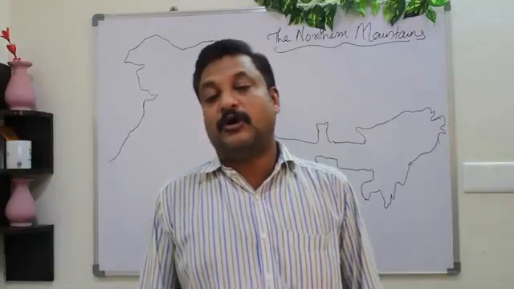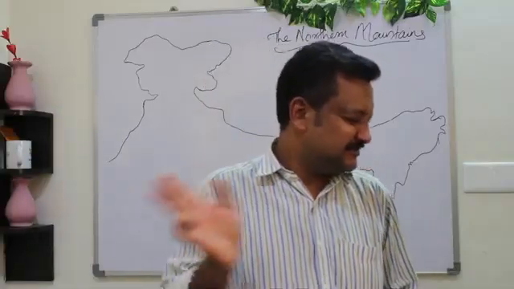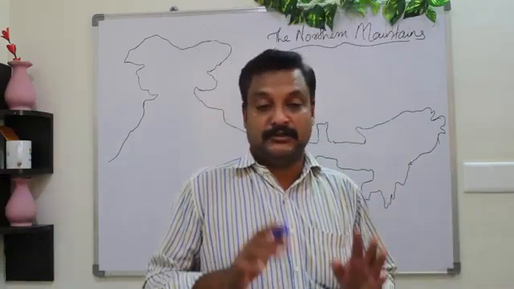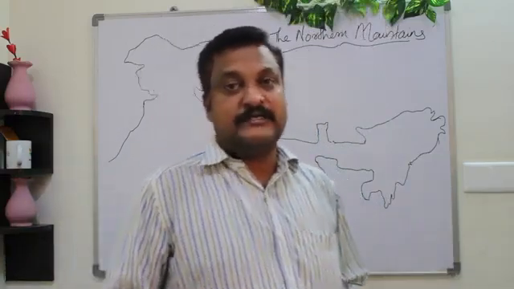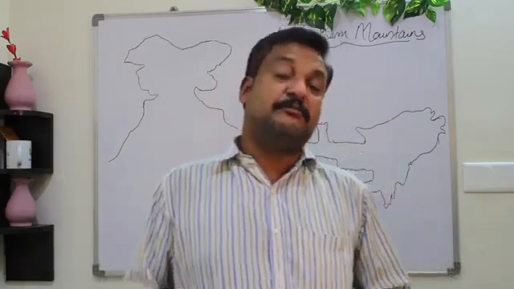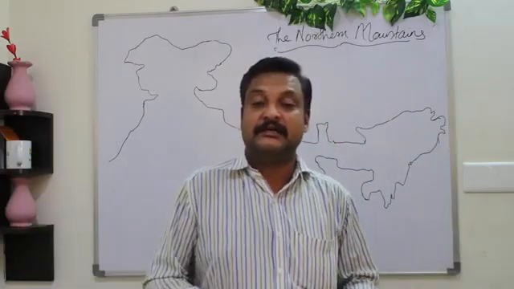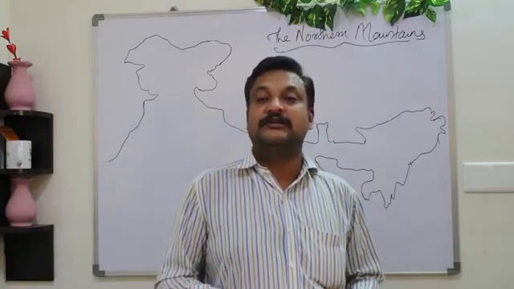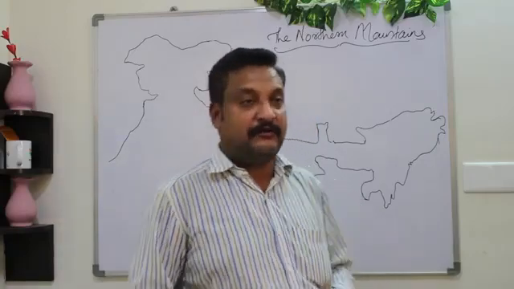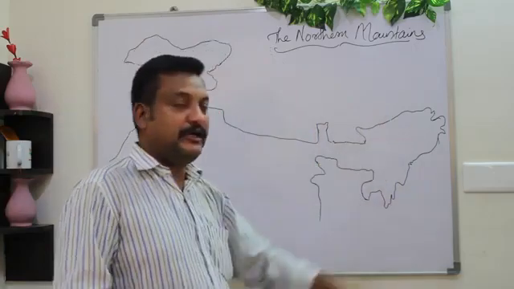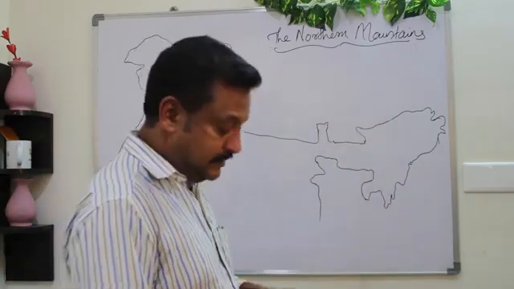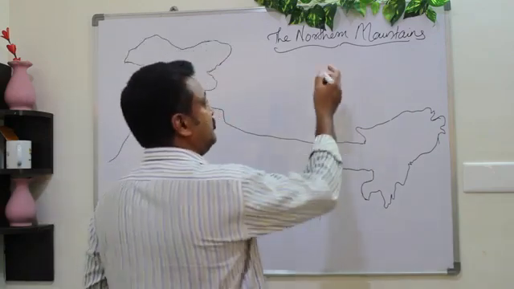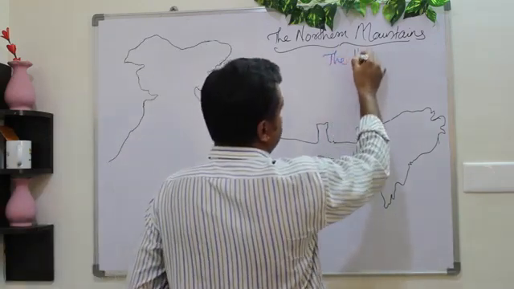Okay children, so we are now dealing with the northern mountains. Northern mountains means the mountain ranges that we have in the north, and that's why they are called the northern mountains, right? So we have the northern part of India on the map over here, and the mountain ranges or the northern mountains are also known as the Himalayas.